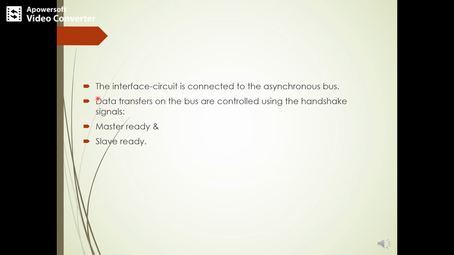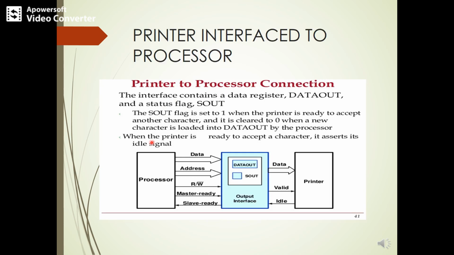So now the interface circuit is connected to the asynchronous bus. Data transfers on the bus are controlled using handshake signals. So here we can make use of two handshake signals called master ready and slave ready signal.